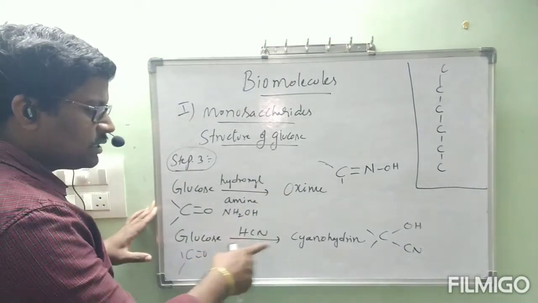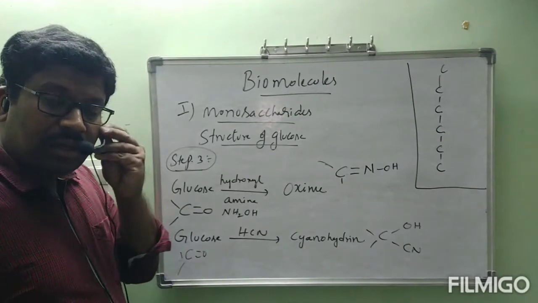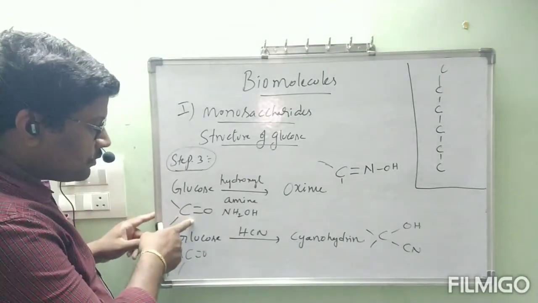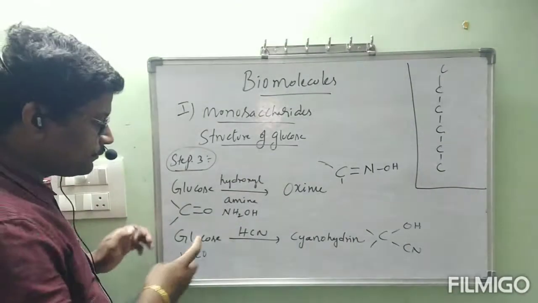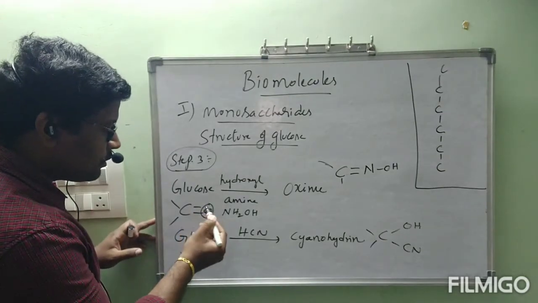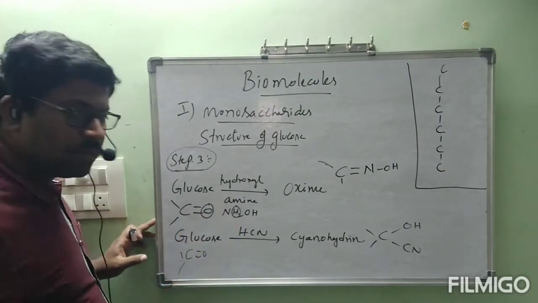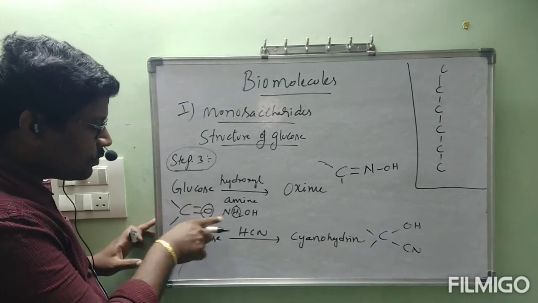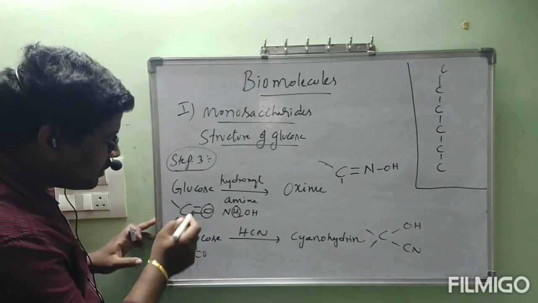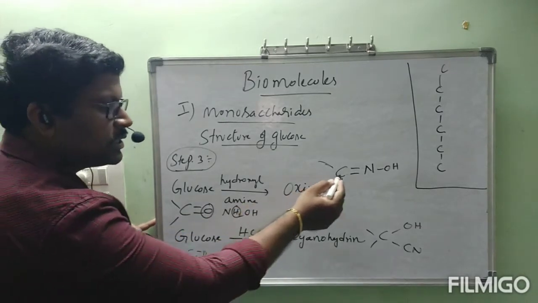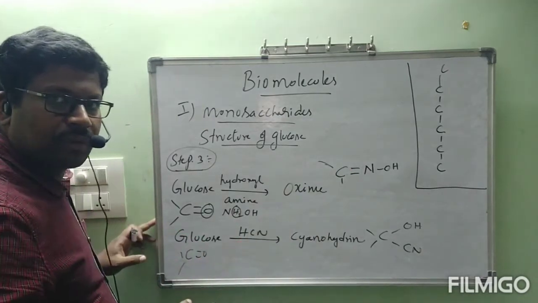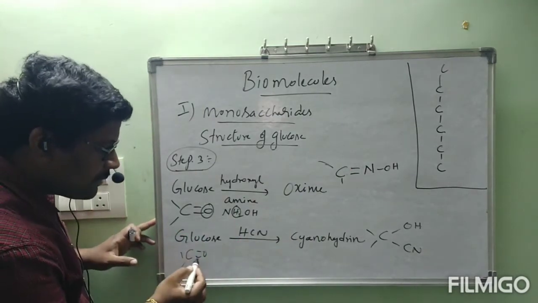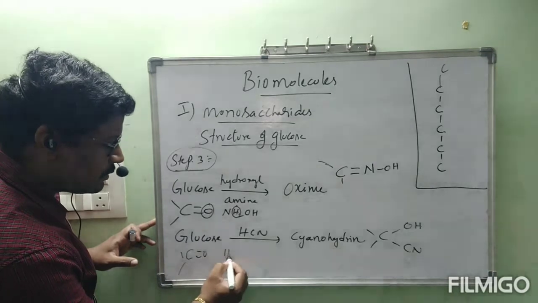Glucose reacts with HCN to form cyanohydrin. Now C double bond O reacts with NH2OH. The O and H2 are removed as water, and we will get a double bond N, that is C double bond NOH. Next, glucose, C double bond O, with HCN.